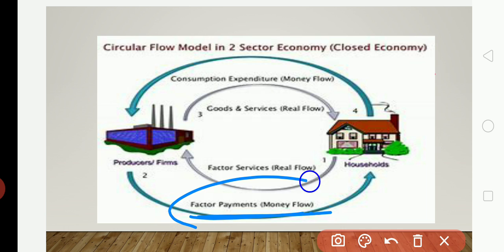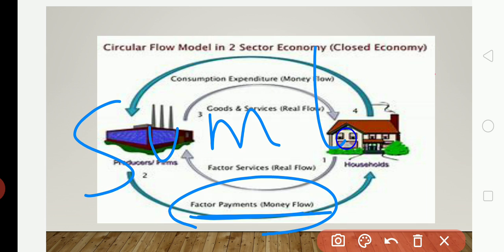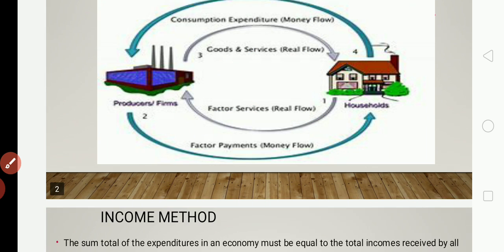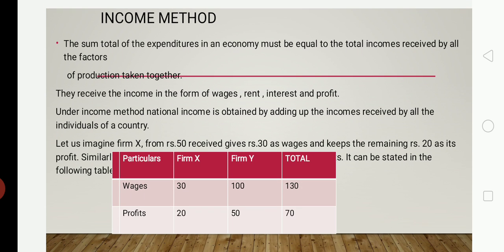That means adding up, measuring the sum total of all the factor payments. Measuring the sum total means my household, your household, every person's household, adding up the sum total of all factor payments will be called the income method. Now we will study this income method.